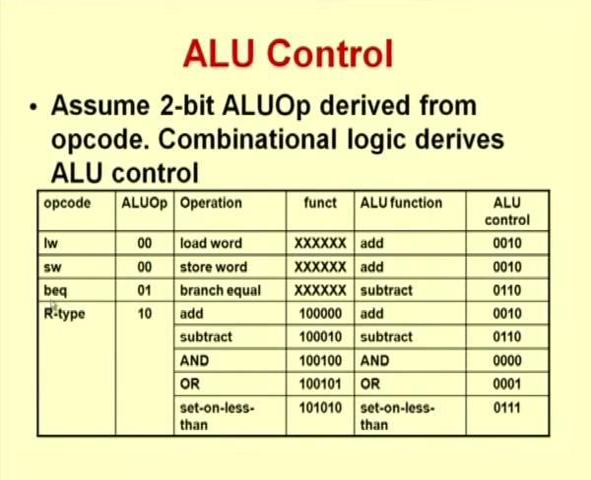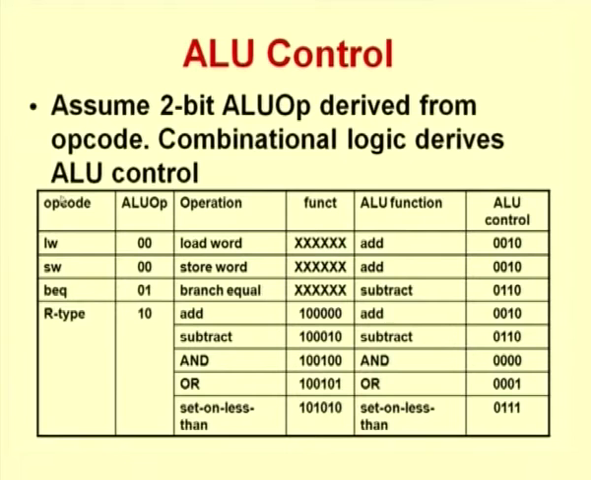If it is a branch equal, the ALU opcode will be 01, which indicates a branch equal. ALU function will be subtract, so 0110 will have to be generated. If it's an R type, then your ALU operation here will be 10, and depending on whether it's an add or a subtract or an AND or an OR or a set on less than, these different function inputs will be specified in the instruction itself. So based on this function value, I identify what is the add function and generate the corresponding ALU control.